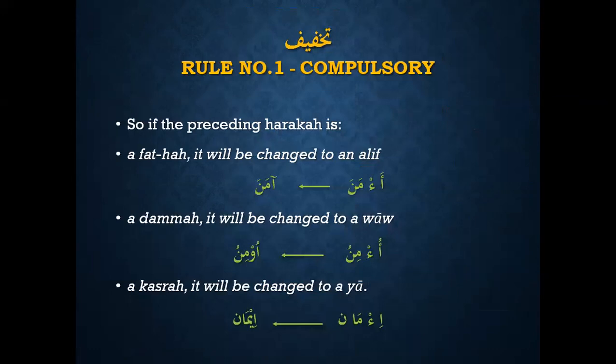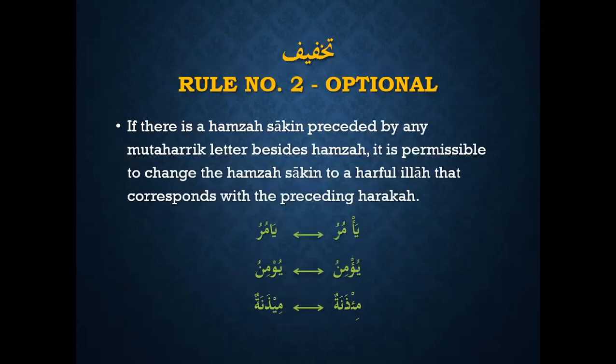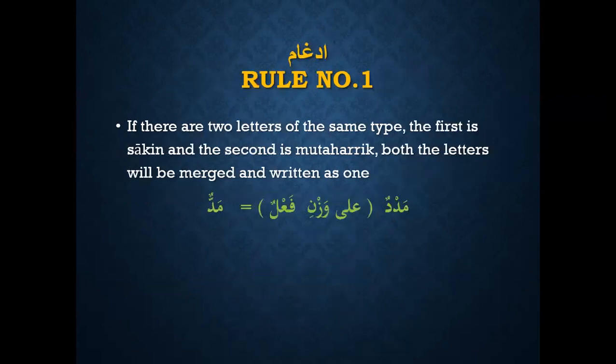So one is that if you have two hamzas together, the first one being active, the second one sakina, you just change the second hamza by necessity into alif, waw or ya, depending on the haraka on the first one. So amana becomes amana, iman becomes iman. If the first is not hamza, rather the second is hamza, then you have a choice. Either you keep the second as hamza, or change it to alif or waw or ya, depending on the harakat on the first one. So you can say ya'muru or yamuru, yu'minu or yuminu.